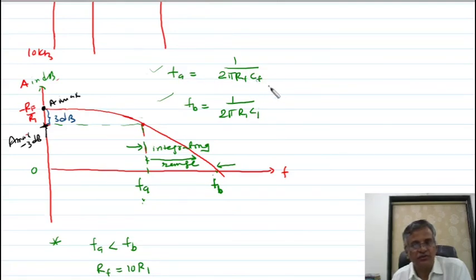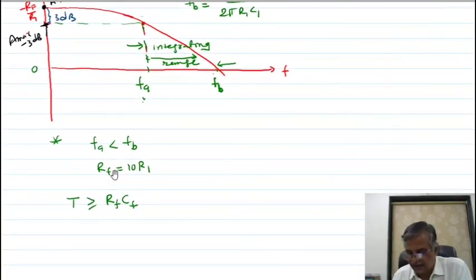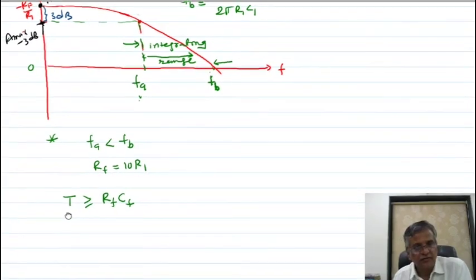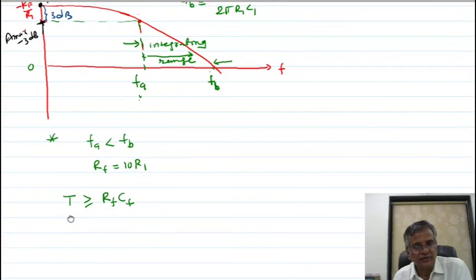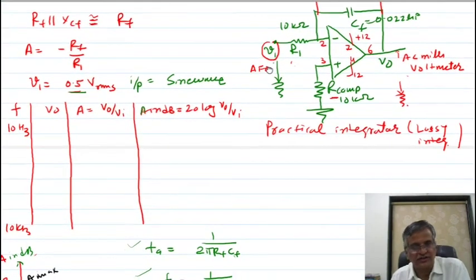With the help of this you can compare them. For designing the circuit, FA should be less than FB, RF should be nearly 10 R1, and this is the condition for an integrator circuit. The periodic time should be greater or equal to what? The time constant. In the second part, you have to connect the function generator here.